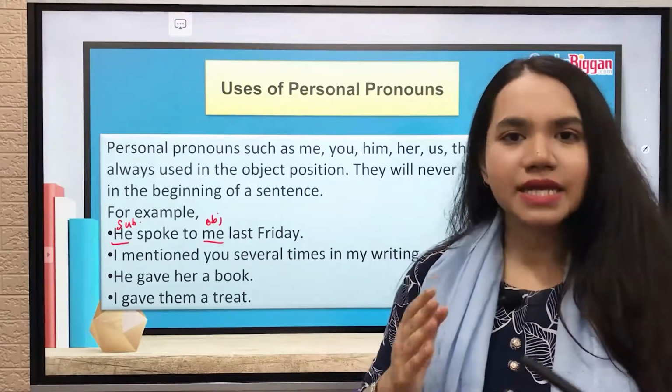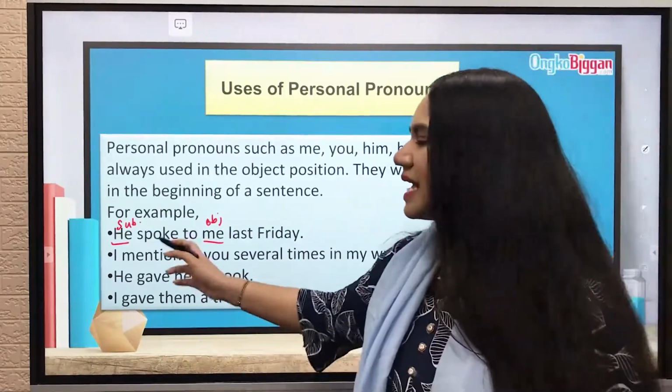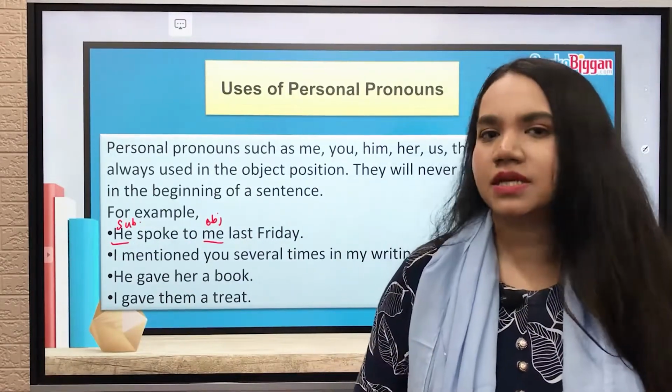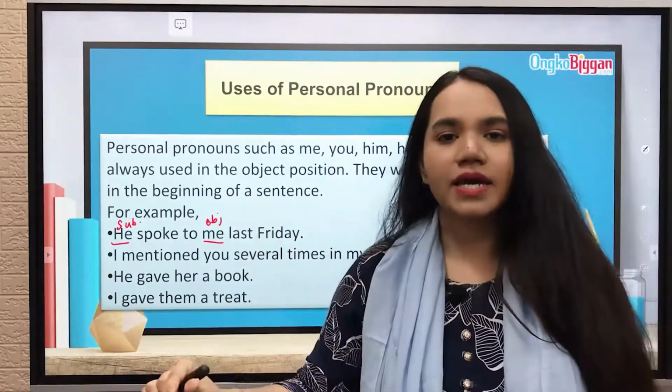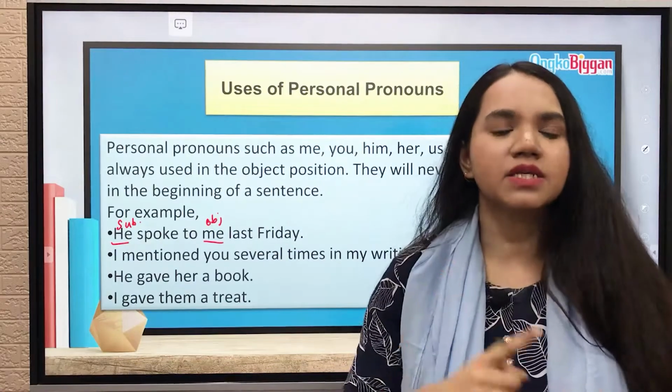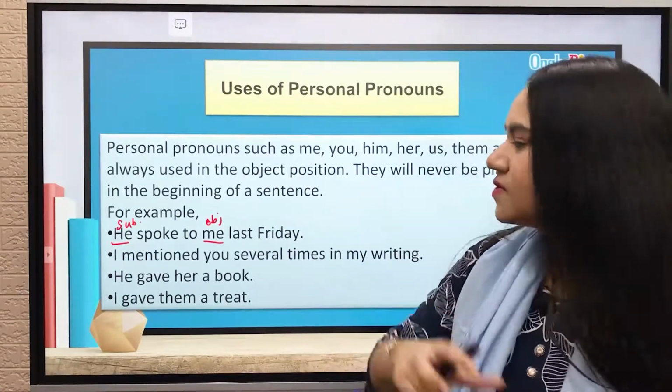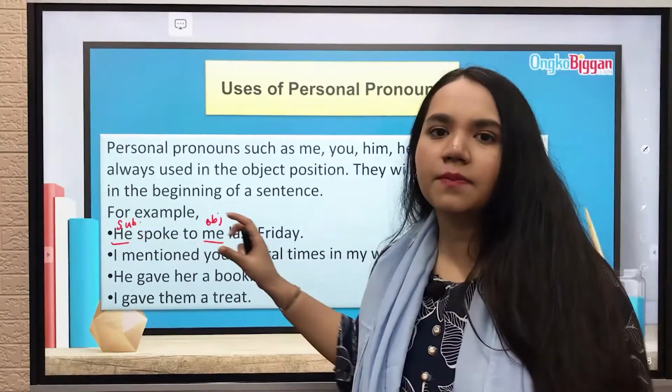It will never be "He spoke to I yesterday." No. This is an incorrect sentence. Or I cannot say "Him spoke to me yesterday." No. These are both incorrect. So I have to first identify the positions of the subject and the object in the sentence, and after that I will put them into their particular positions.